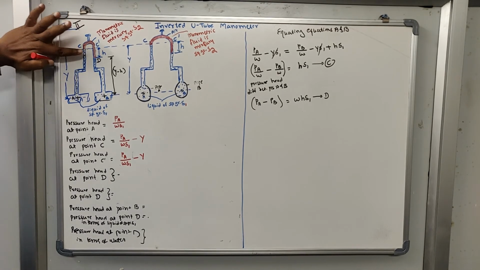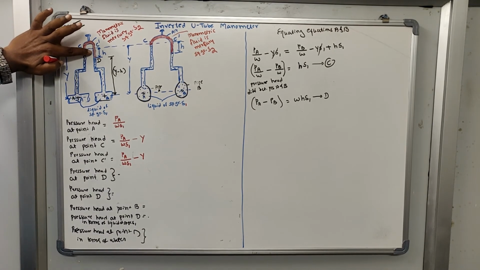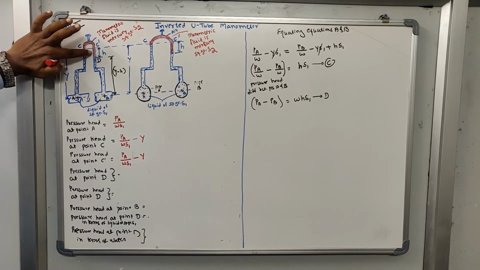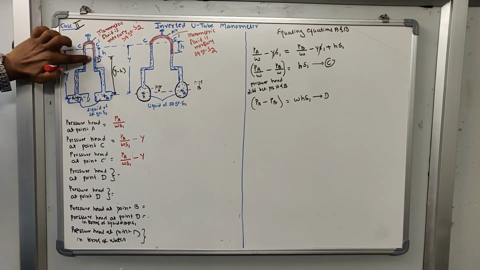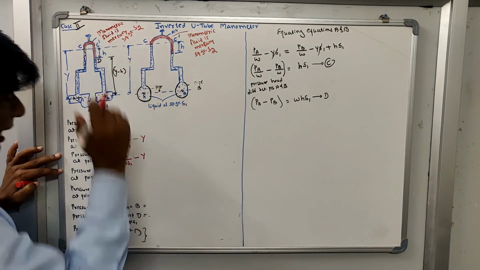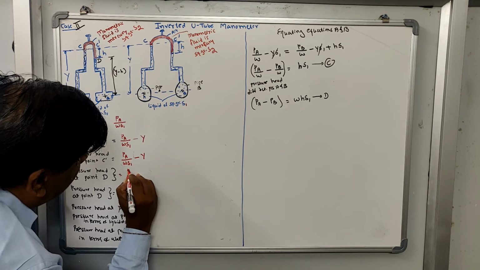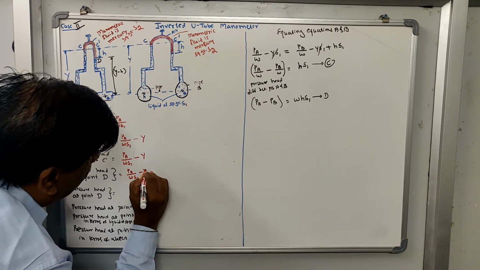Now see carefully. In the earlier case, we considered the manometric fluid to be air, whose specific gravity is very small, so we neglected it. But here, the manometric fluid we have used is mercury. So whenever you want to know the pressure head at point D, it is the pressure head at point C dash, which is PA by WS1 minus Y.